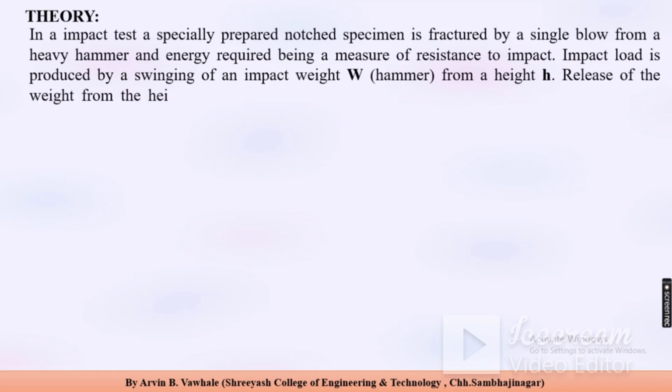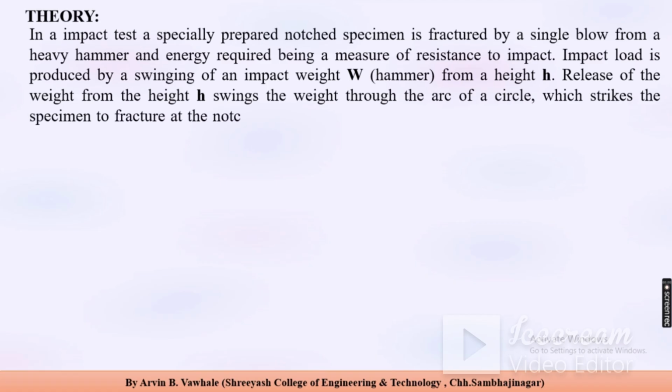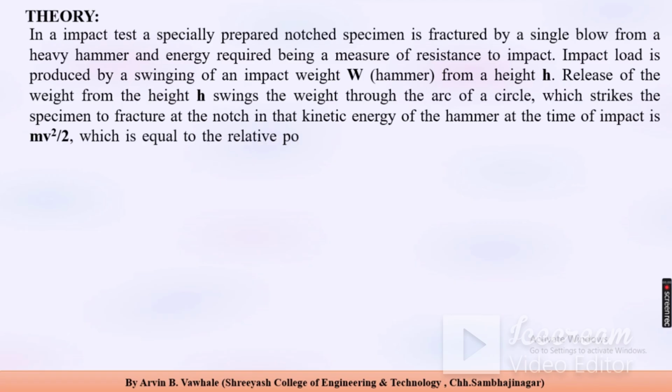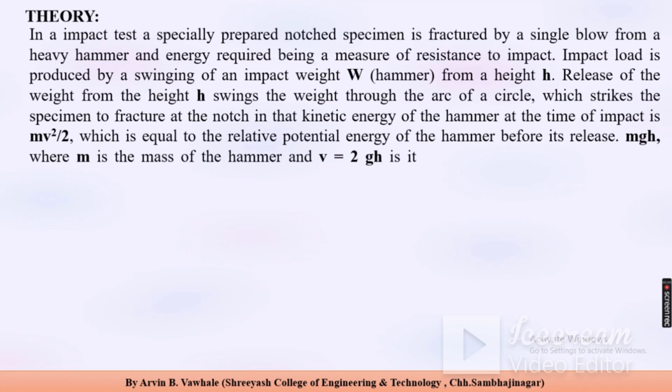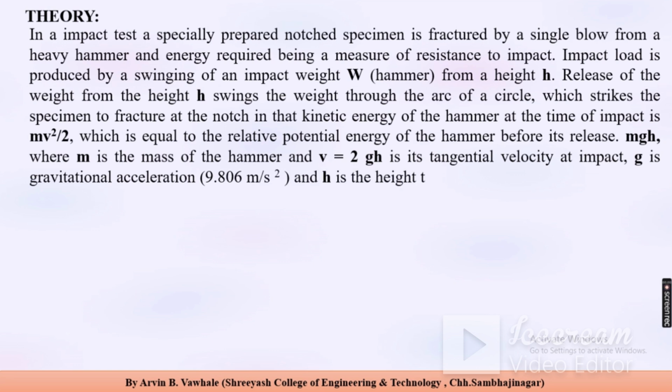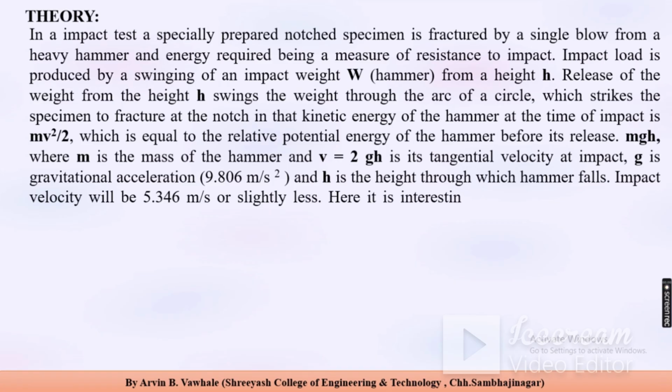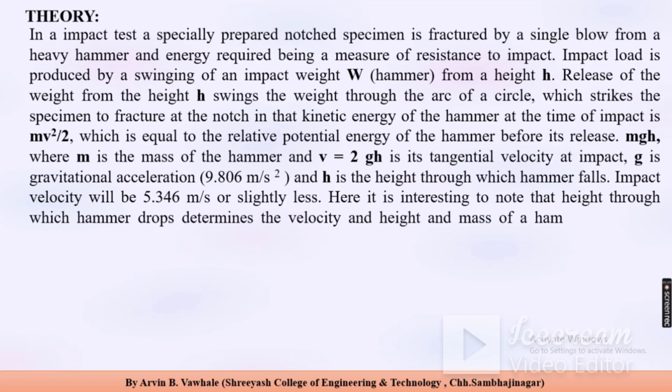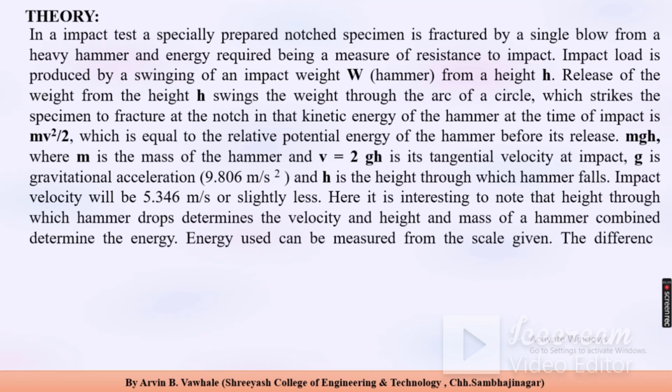Impact load is produced by a swinging impact weight W, the hammer, from a height h. Release of the weight from the height h swings the weight through the arc of a circle, which strikes the specimen to fracture at the notch. The kinetic energy of the hammer at the time of impact is mv squared divided by 2, which is equal to the potential energy of the hammer before its release, mgh, where m is the mass of the hammer and v equal to root of 2gh is its tangential velocity at impact.